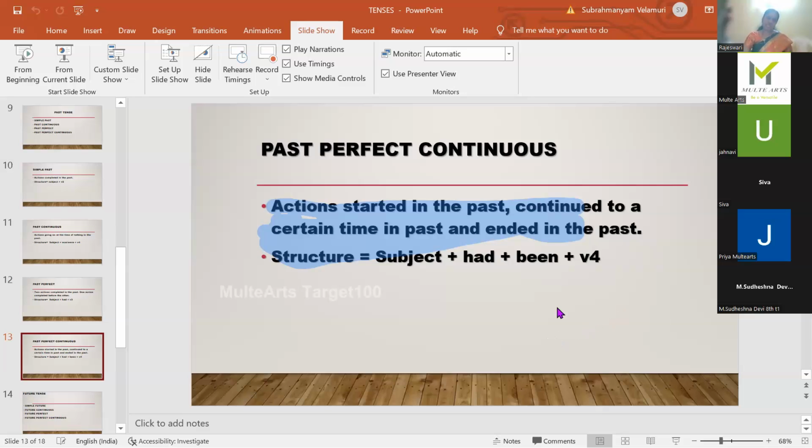It had been raining heavily for 4 hours yesterday. So yesterday it so happened it had been raining. For is used for a period of time, since is used for a point of time. Since and for definitely come in perfect continuous. So this is about perfect tense. Hope I'm clear.